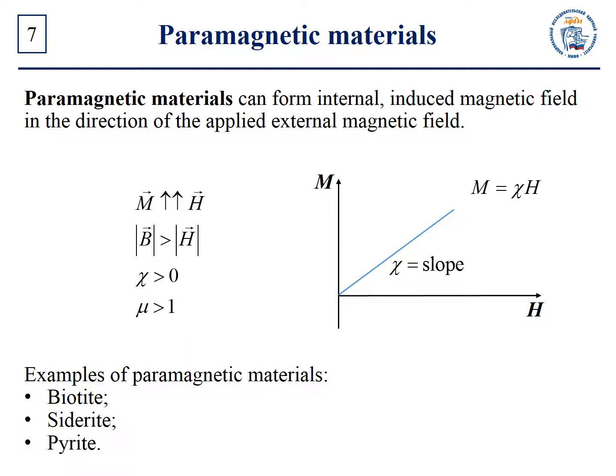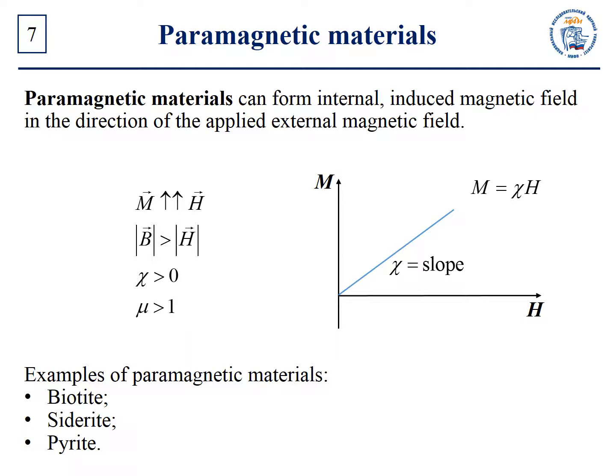Paramagnetic materials can form internal induced magnetic field in the direction of the applied external magnetic field. Like diamagnetism, the magnetization is 0 when the field is removed, but in the presence of a field there is a partial alignment of the atomic magnetic moments in the direction of the field, resulting in a net positive magnetization and positive susceptibility. At normal temperatures and in moderate magnetic fields, the paramagnetic susceptibility is small, but larger than the diamagnetic contribution. Many iron-bearing minerals are paramagnetic at room temperature, among them biotite, siderite, pyrite, and so on.